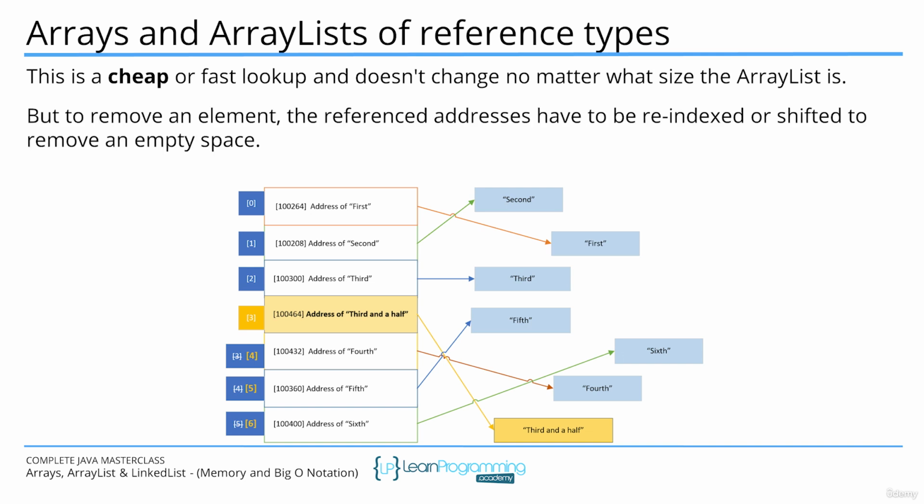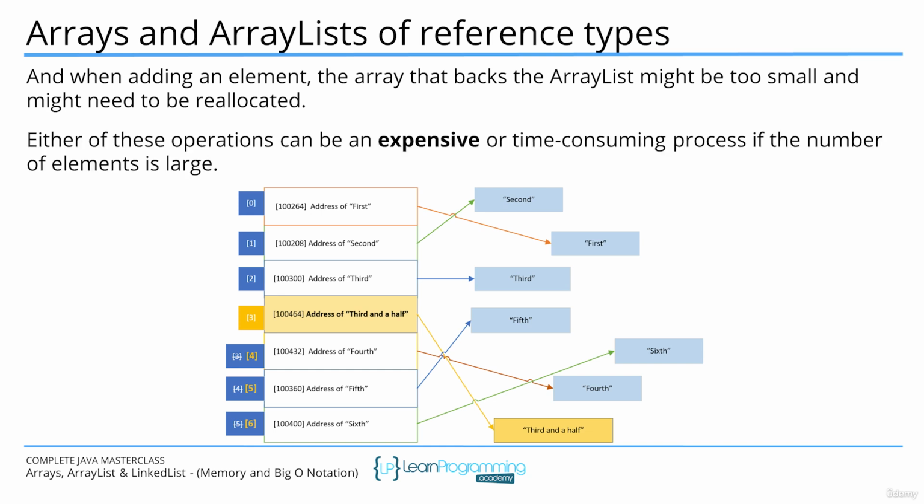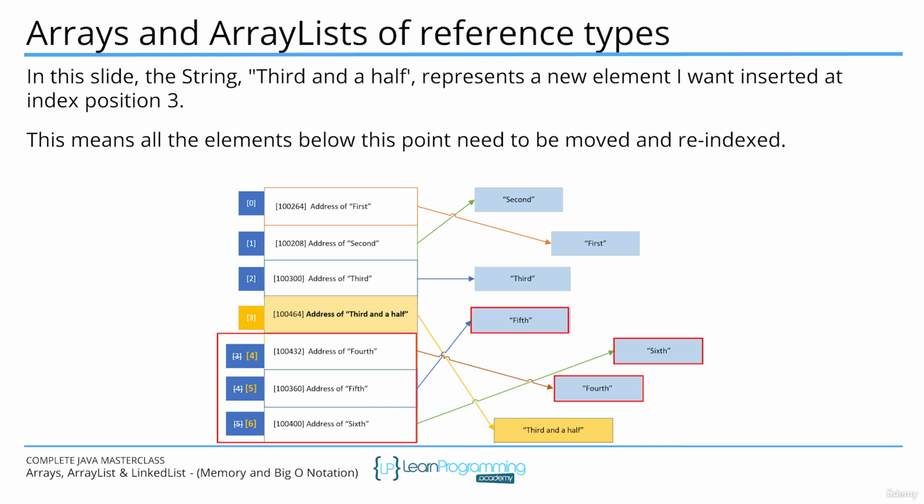But to remove an element, the referenced addresses have to be re-indexed or shifted to remove an empty space. And when adding an element, the array that backs the array list might be too small and might need to be reallocated. Either of these operations can be an expensive or time-consuming process if the number of elements is large. In this slide, the string, 3.5, represents a new element I want inserted at index position 3. This means all the elements below this point need to be moved and re-indexed.